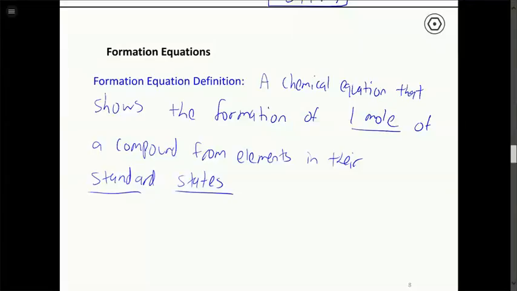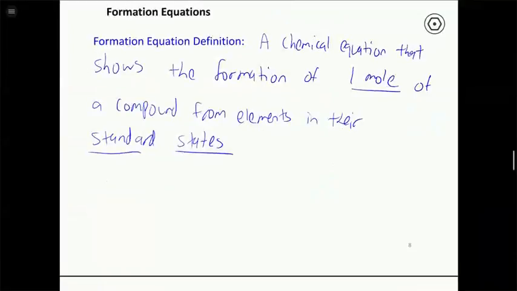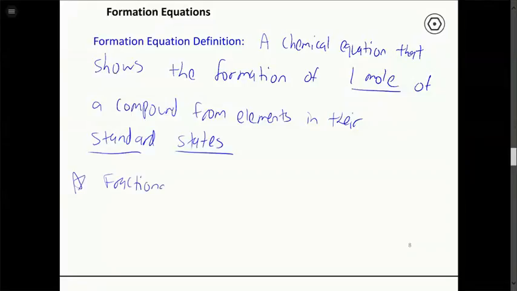Alright, so we'll have to talk a little bit more about what each of these means, especially the part about standard states. But basically a formation equation involves forming a compound from the elements that make it up. Something to keep in mind with formation equations is that fractional coefficients are okay on the reactant side. Sometimes we'll need to have them, as we'll see.